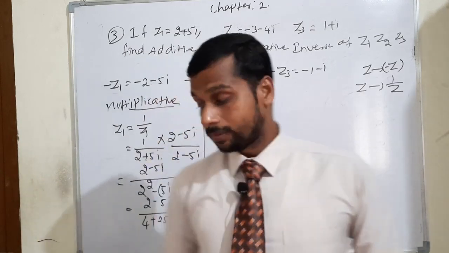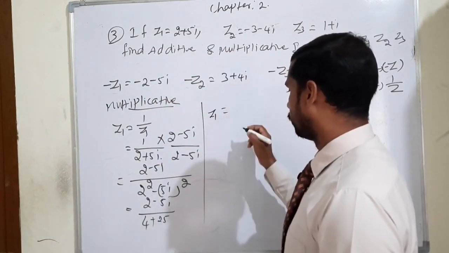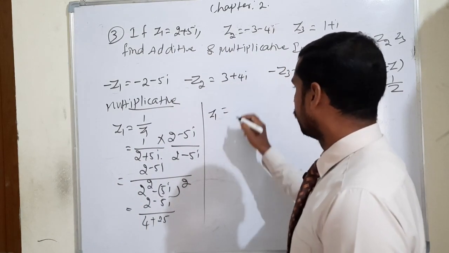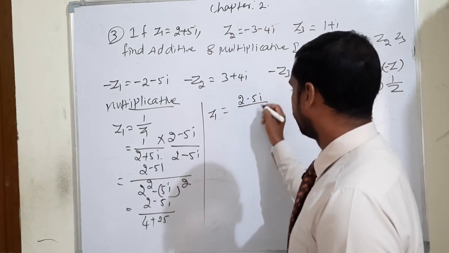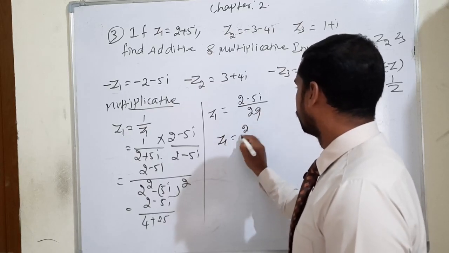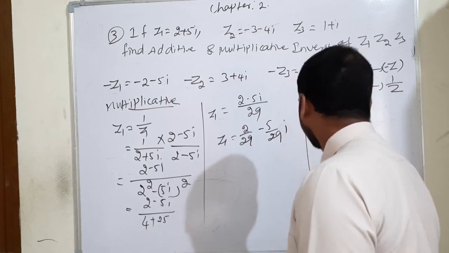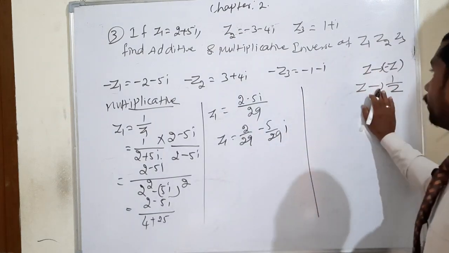Then the final answer: Z1 is equal to 2 minus 5i divided by 25 plus 4, which means 29. Therefore, Z1 is 2 by 29 minus 5 by 29i. This is the multiplicative inverse of Z1.